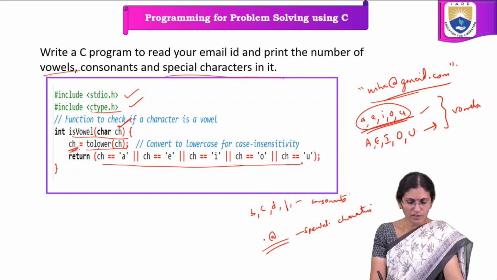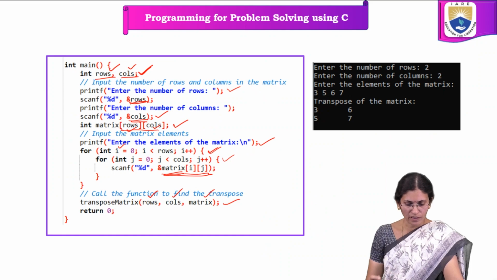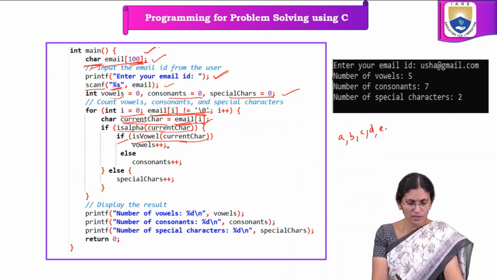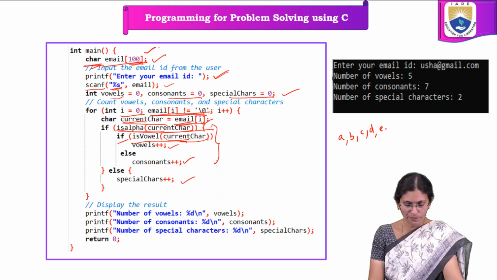It will return 1 if any of these cases is matching. If ch is equal to a or ch is equal to e and so on, it will return an integer value equal to 1. If it is 1, then the vowel count will be incremented by 1. Else, if this condition becomes false, then the consonant count will be incremented by 1. If isalpha of current char returns a false value, that means 0, then this statement will be executed, and the special character count will be incremented by 1.